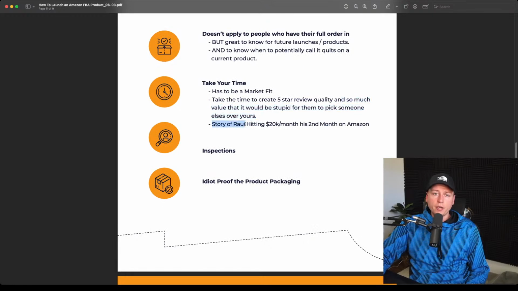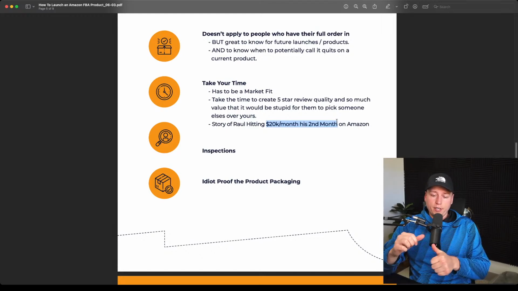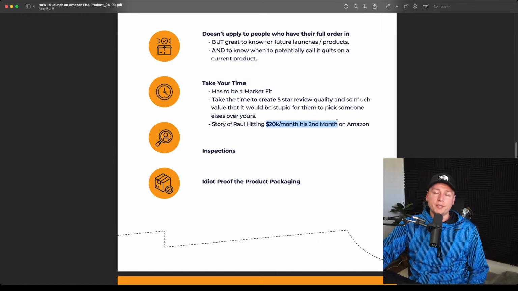Okay. And to hit on this a little bit more with an example, there's the story of Raul here in my AWA program. Why he was able to hit 20K a month in his second month is because he spent a ton of effort and time putting his product together. He researched the market. He got samples home. He tried them out himself. There's one part of his product he tested himself with 3 different versions of it to make sure that he had the best product before it hit the market. And that's why he was able to hit 20K a month, not because of some crazy launch strategy, but because he took the time to make sure that the product was A+.